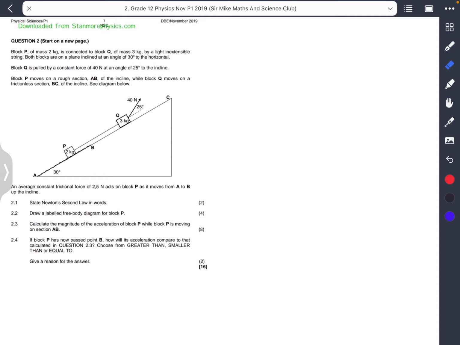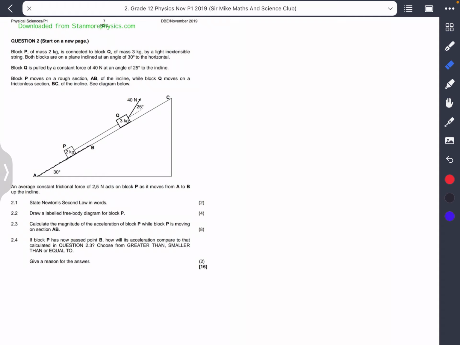So for 2.1, they said to state Newton's second law in words. I'm not going to write that down, but I'll say it, and of course you can write it down. Newton's second law simply states that when a net force acts on an object, that object will accelerate in the direction of the net force at an acceleration that is directly proportional to the net force and inversely proportional to the mass of the object. So that's Newton's second law of motion in words.